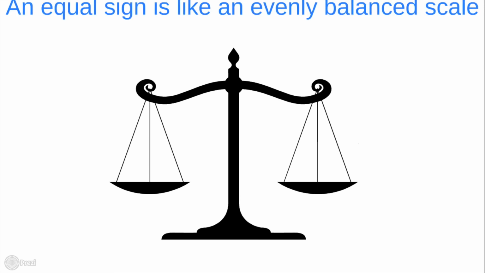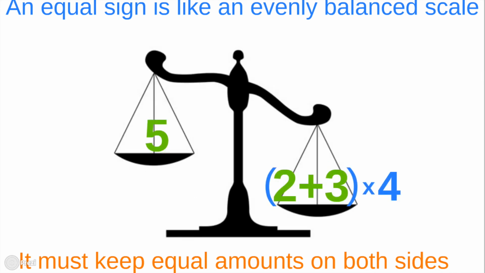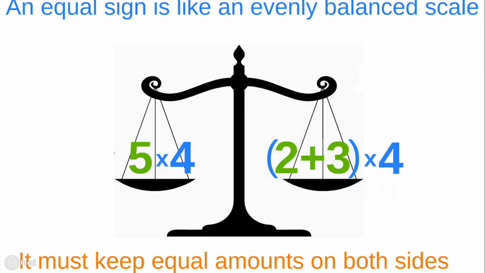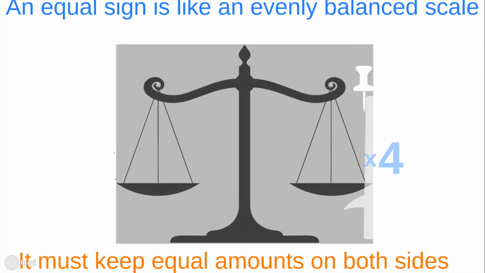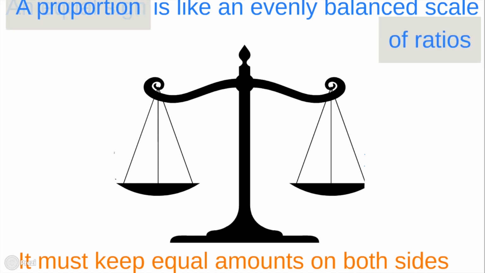Now here's one more way of looking at things. An equal sign is like an evenly balanced scale. It must keep equal amounts on both sides. So you could have 5 on one side and 2 plus 3 on the other side. But if you multiply one side by 4, say, then the balance tips. But if you multiply both sides by 4, then we're even again. So if the equal sign is a scale, then a proportion is like an evenly balanced scale of ratios.